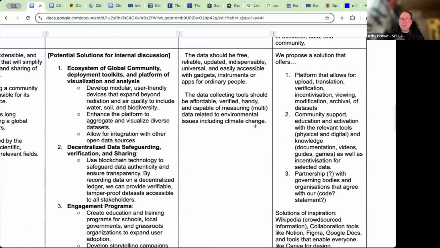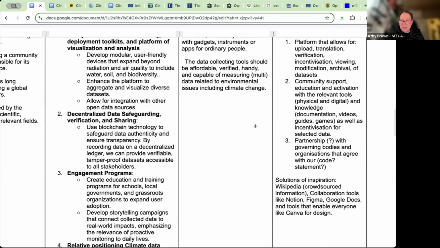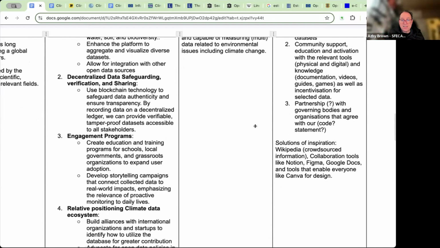The data collecting tool should be affordable, verified, handy, and capable of measuring multiple data related to environmental issues. So these are all, I think, really good stuff, Kazu. And I think somehow, if Tim had time, he could integrate that into that. Maybe one of us could, or maybe Kazu, you want to do that? Sort of make a combined version of yours and Tim's.